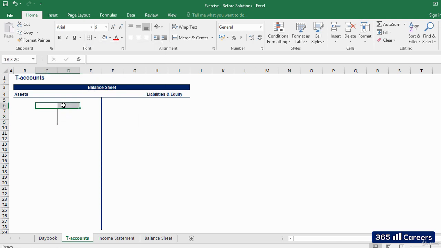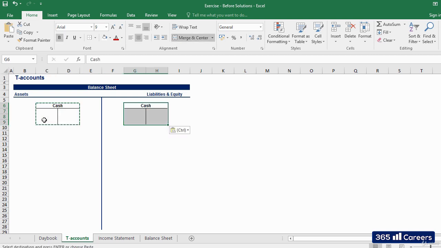I'll name it cash. Okay, let's use the copy function in order to create a similar T account on the right side. I'll change the name of the account to equity. Very good. So, as we saw earlier, we need to debit the cash account, given that cash increases and it is an asset. Then we need to credit the equity account.